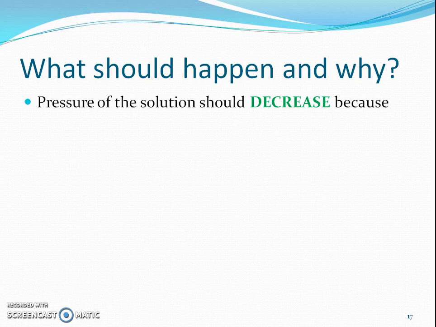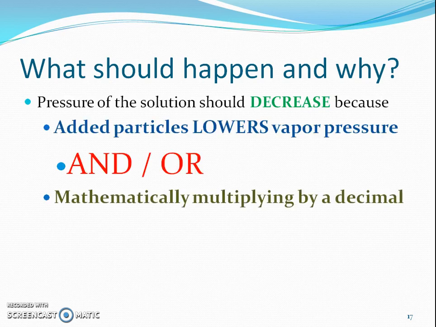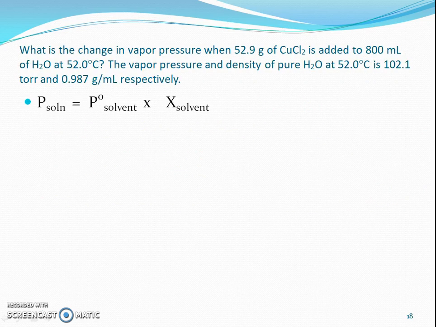Well, the pressure of the solution should decrease because we're adding those particles, so it's going to lower that vapor pressure. And mathematically, we are going to multiply by a mole fraction, which means we're going to be multiplying by a decimal, so it should also decrease. So let's look and use this formula. So we plug and chug.